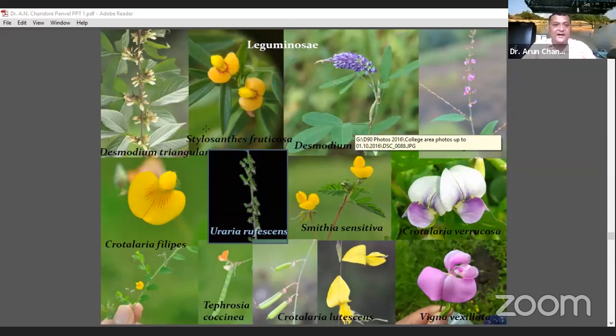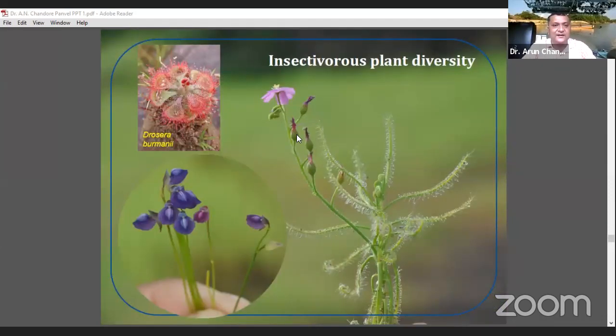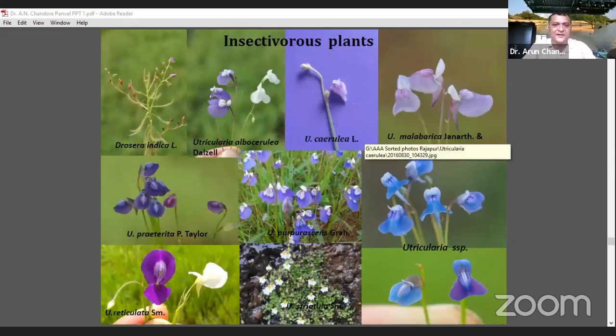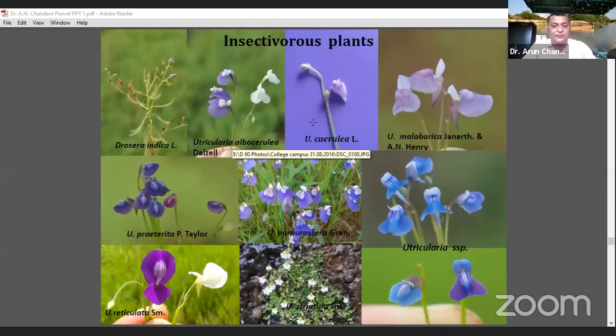Then this is another important group, the insectivorous plants. Here you know Drosera burmanni, Drosera indica and Utricularia species, which are found in the Konkan and Western Ghat region. This is Drosera and some 8-9 species of Utricularia. I am happy to inform you that we have collected and reported these insectivorous plants from my college campus area. My college campus has 35 acres and is situated on lateritic plateaus, so I have some additional benefit. We get this beautiful ephemeral and endemic species in my college campus area.